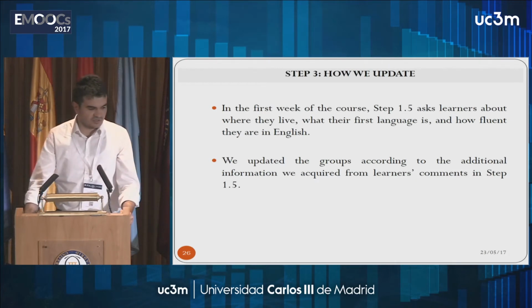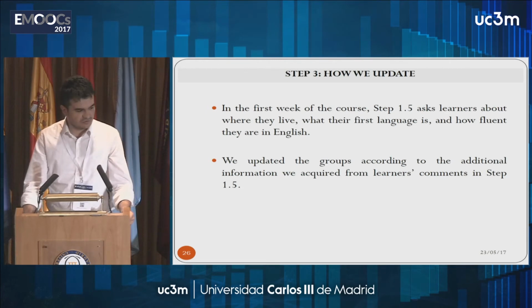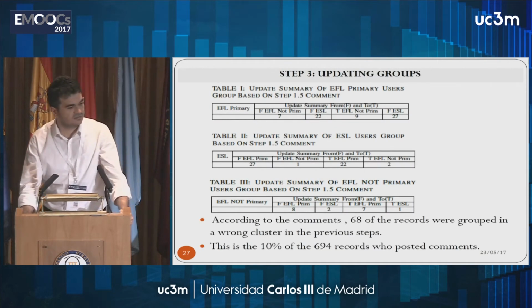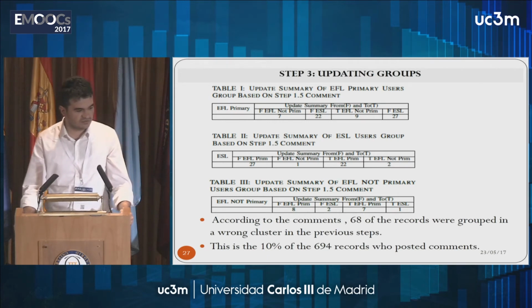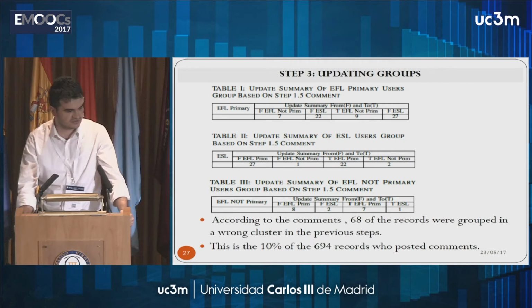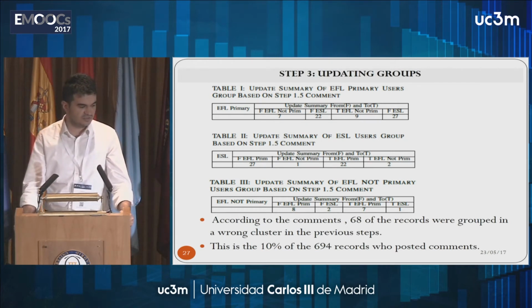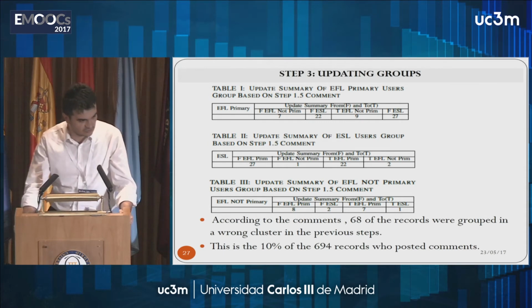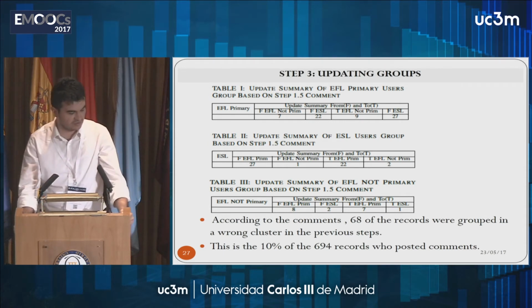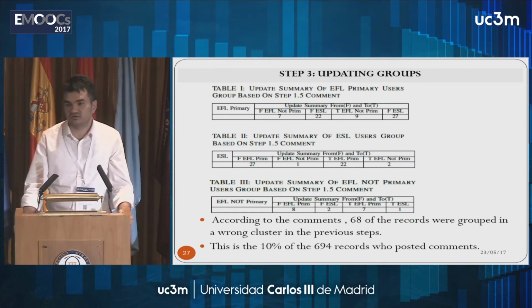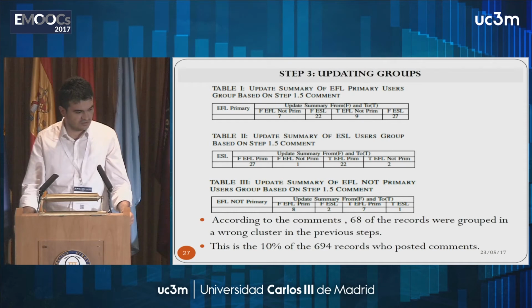So we used them to understand if our previous grouping methods were correct, and this table shows the correctness of our previous two steps. As you see, 68 of the nearly 700 records were grouped wrongly in our previous two steps. We understood that comments are also important to group them correctly.